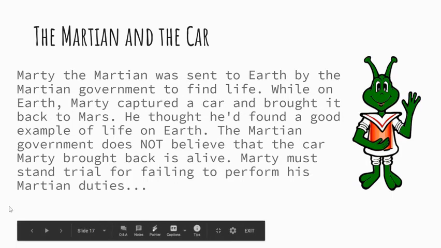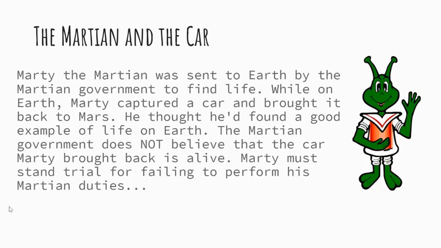Now let's try an activity. First, I'm going to tell you a story called The Martian and the Car. Marty the Martian was sent to Earth by the Martian government to find life. While on Earth, Marty captured a car and brought it back to Mars. He thought he'd found a good example of life on Earth. The Martian government does not believe that the car Marty brought back is alive. Marty must now stand trial for failing to perform his Martian duties.